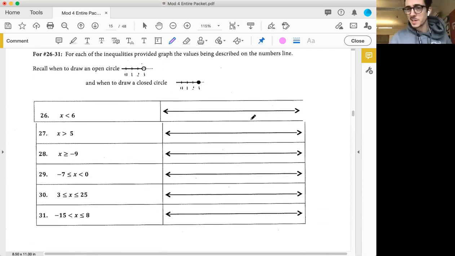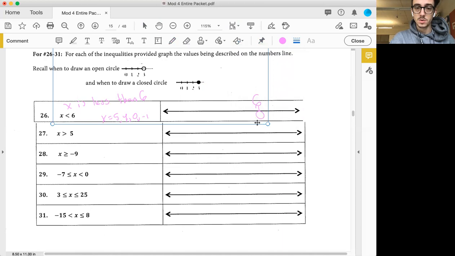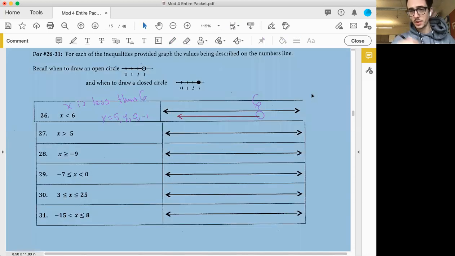26 through 31, this is so easy. You've done this before. The inequality, in this case, is saying that X is less than 6. So we could say that X is 5 or 4 or 0 or -1. So if we were graphing this, we want 6, we want an open circle, and we want to talk about all of the numbers that are less than that. So we would want to say that this is everything going to the left where all the smaller numbers are. Makes sense?